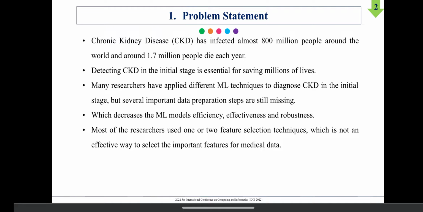Many researchers have applied distinct machine learning methods to detect CKD at an early stage, but several necessary data processing steps are still missing, which decreases the ML model's efficiency, effectiveness, and robustness. Besides, most of the researchers used one or two feature selection techniques, but there is a minor correlation among the features, so it is not an effective way to select the important features by using only one or two techniques.